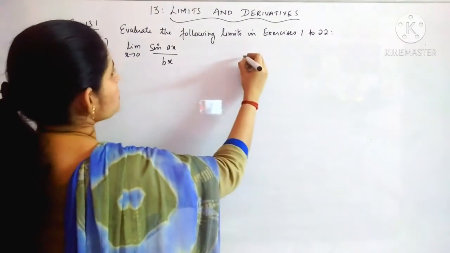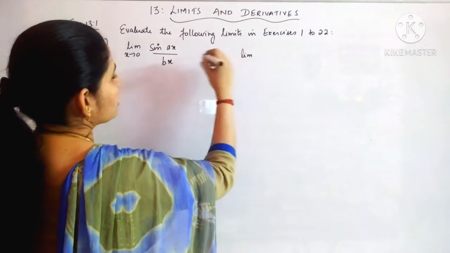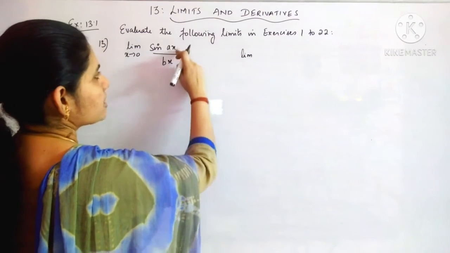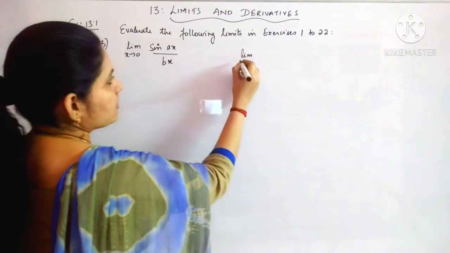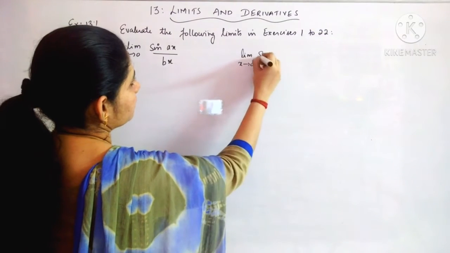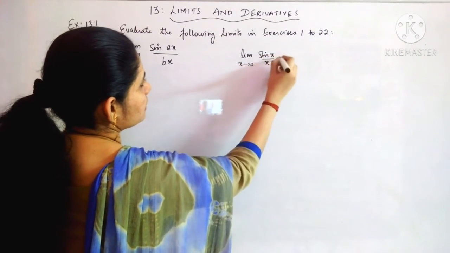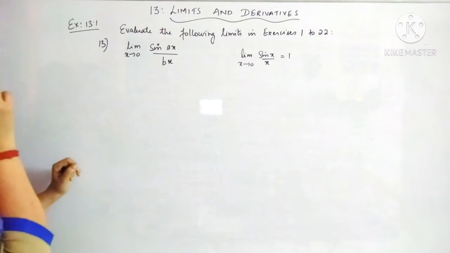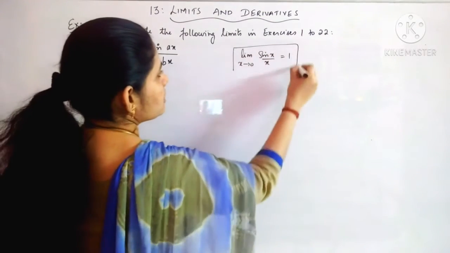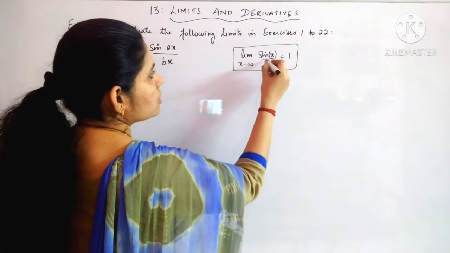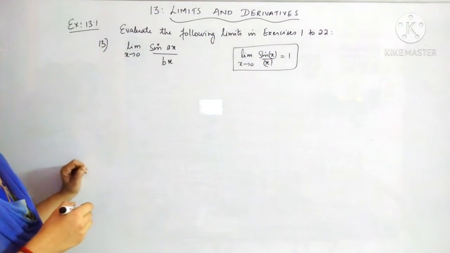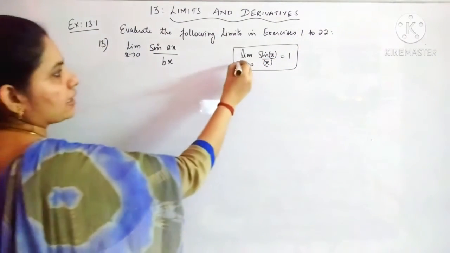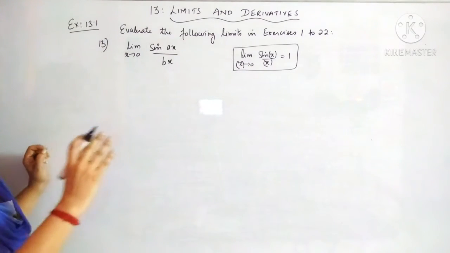For that we can use the result, since you can see that it is a sine term and it has a denominator containing that angle x. We can use this result. But in order to use this result, that is limit x tends to 0 sin x by x is equal to 1, whatever angle we are using here should be in the denominator also. Then only we can apply the result.